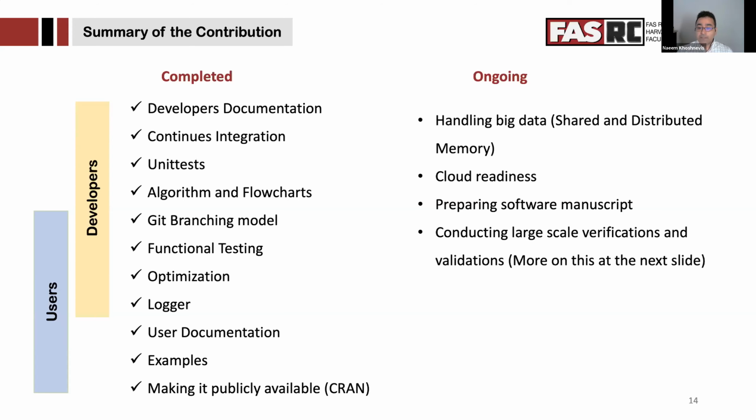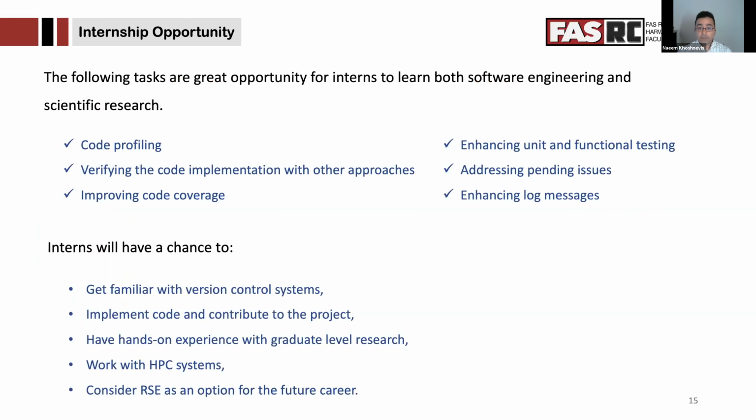The one step that is missing is conducting large-scale verification and validation. It's very important because researchers are not using the code that much. They are using it specifically for the input parameters that they have, but we need to do more testing on the package. And this is a great opportunity for internship. There are some tasks that are important but take time. On the other hand, there are some students who want to learn doing research and software engineering.